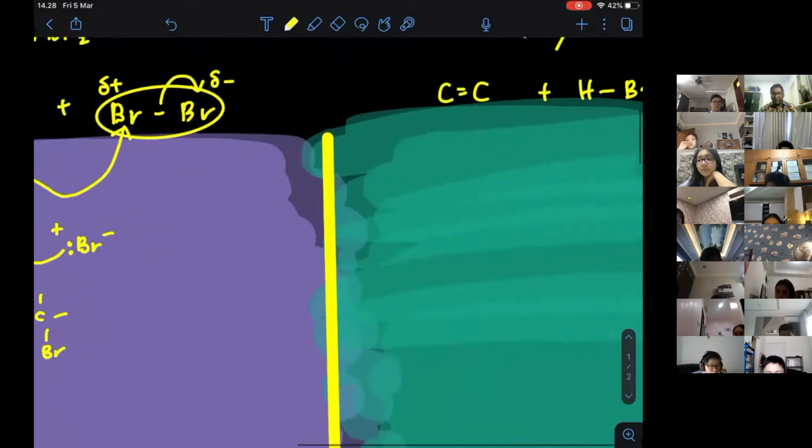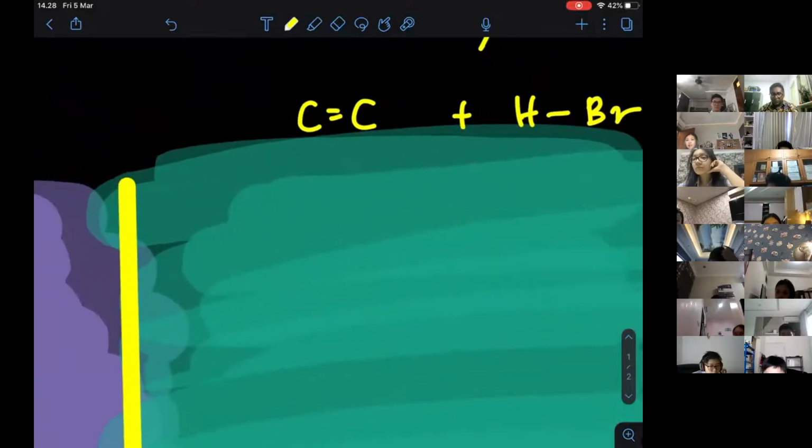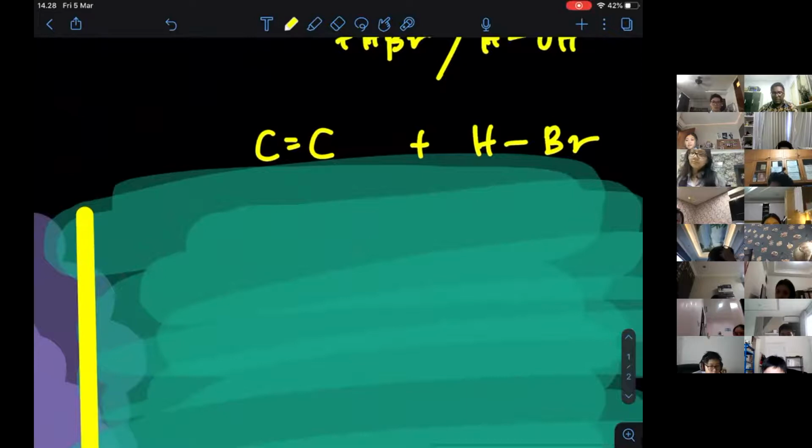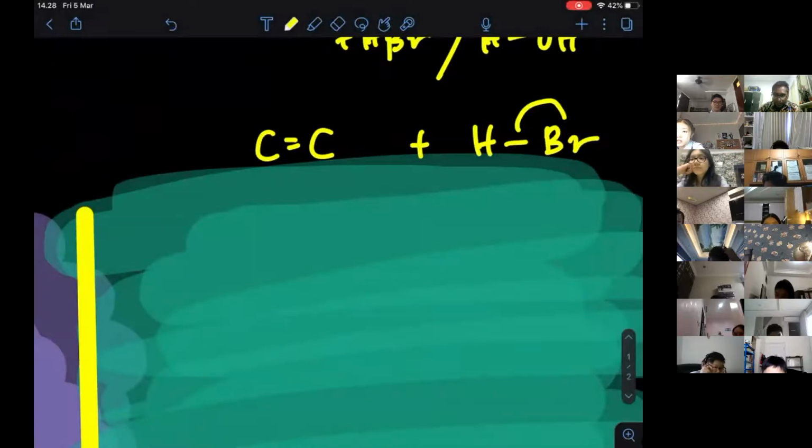But let's say, for example, I want to show HBr or H2O, how do I show it? They do not need to come near to the carbon-carbon double bond. Because they are polar, the Br is automatically more electronegative. They will become delta negative, delta positive. So you automatically get H plus, heterolytic fission will happen. So Br minus, you have this already.